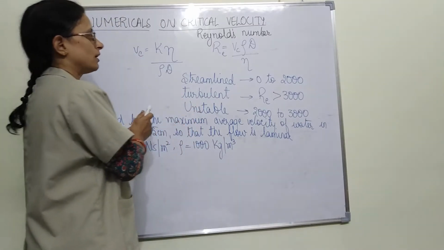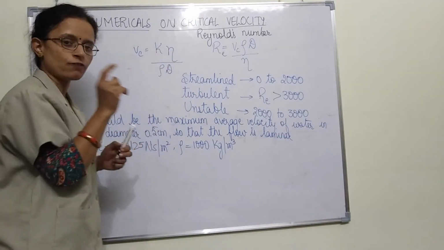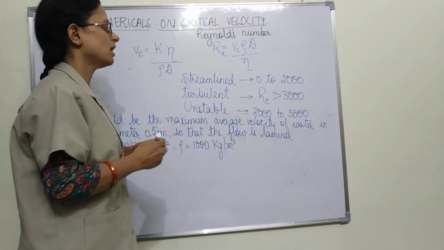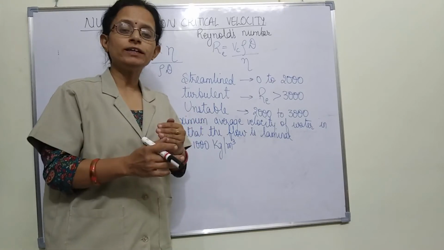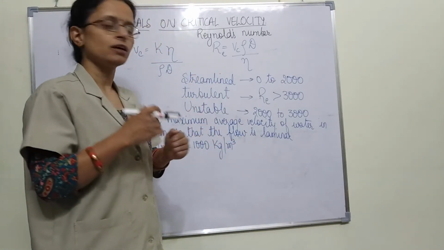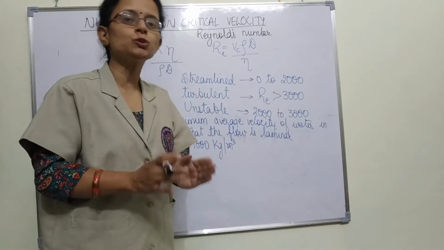So Reynolds number: when this constant has a particular value, we call that constant the Reynolds number. It basically explains when the liquid will have a streamlined nature and when it will have a turbulent nature. So it specifies the values for it.